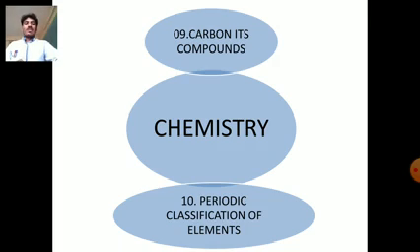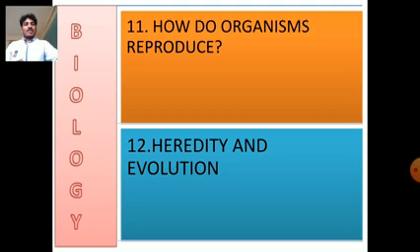The second chapter is periodic classification of elements. In this chapter, we learn how the periodic table is classified, who the father of the periodic table is, Mendeleev's periodic table and the modern periodic table. Next one is biology. Biology contains two major topics. One is how do organisms reproduce.